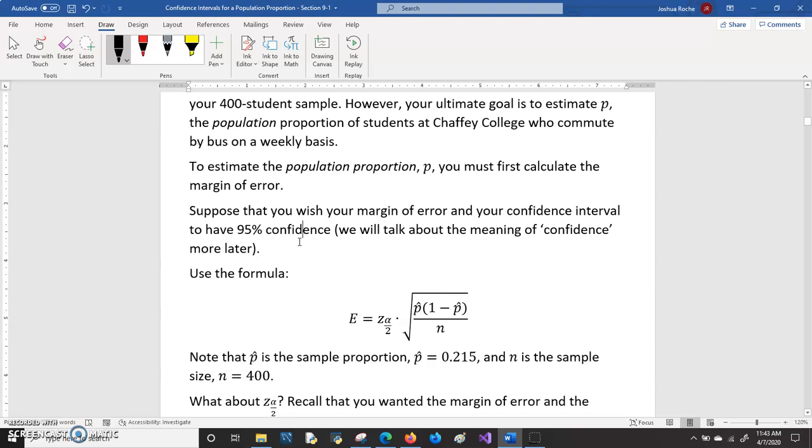Let's say that for your margin of error and for your confidence interval, you want it to have 95% confidence. And in just a moment, we'll talk about what confidence means. But for now, let's just suppose that you want to have 95% confidence. To calculate the margin of error, you would use this formula. The P hat is our sample proportion, so 0.215 is what you put in for P hat. n is the sample size, so 400 would go here.